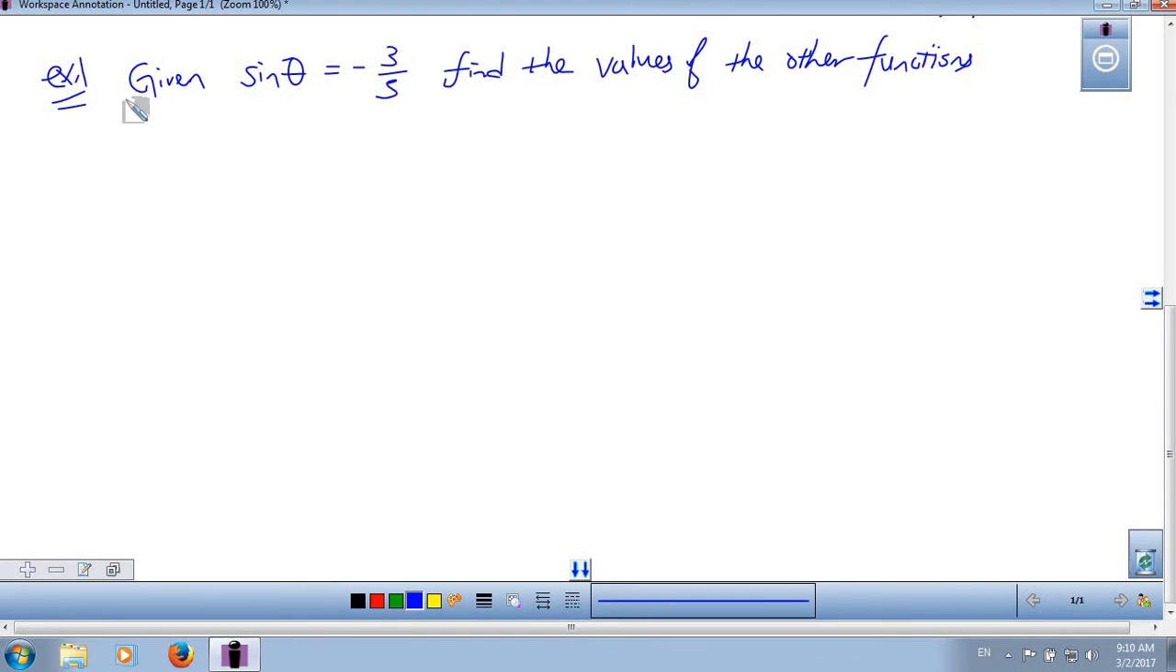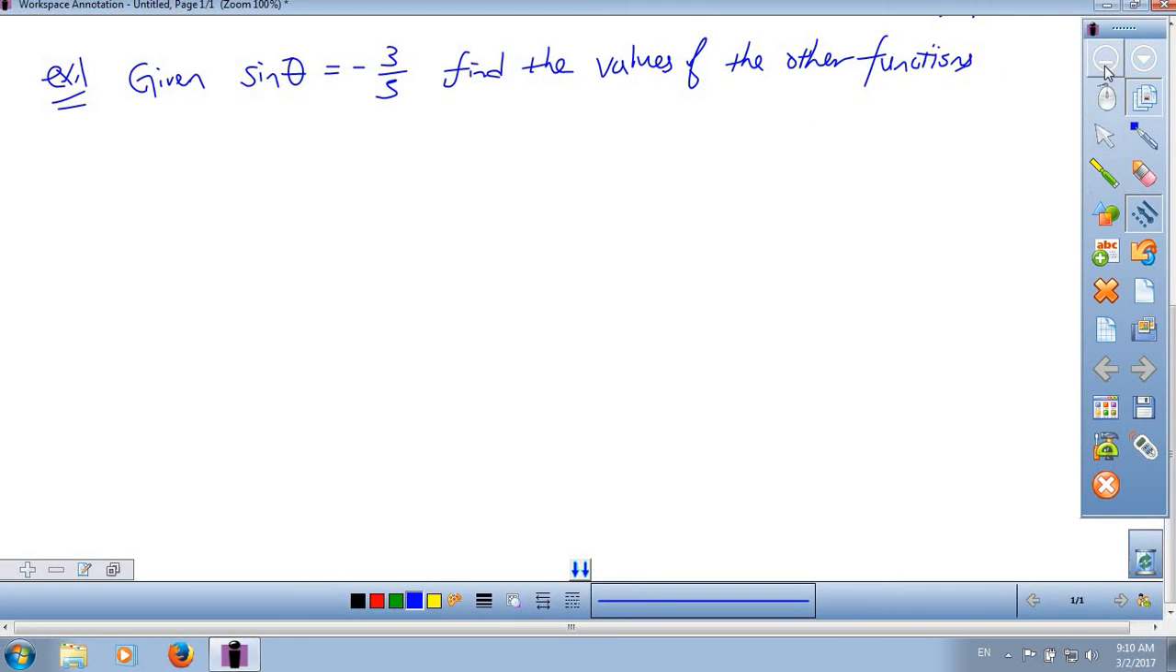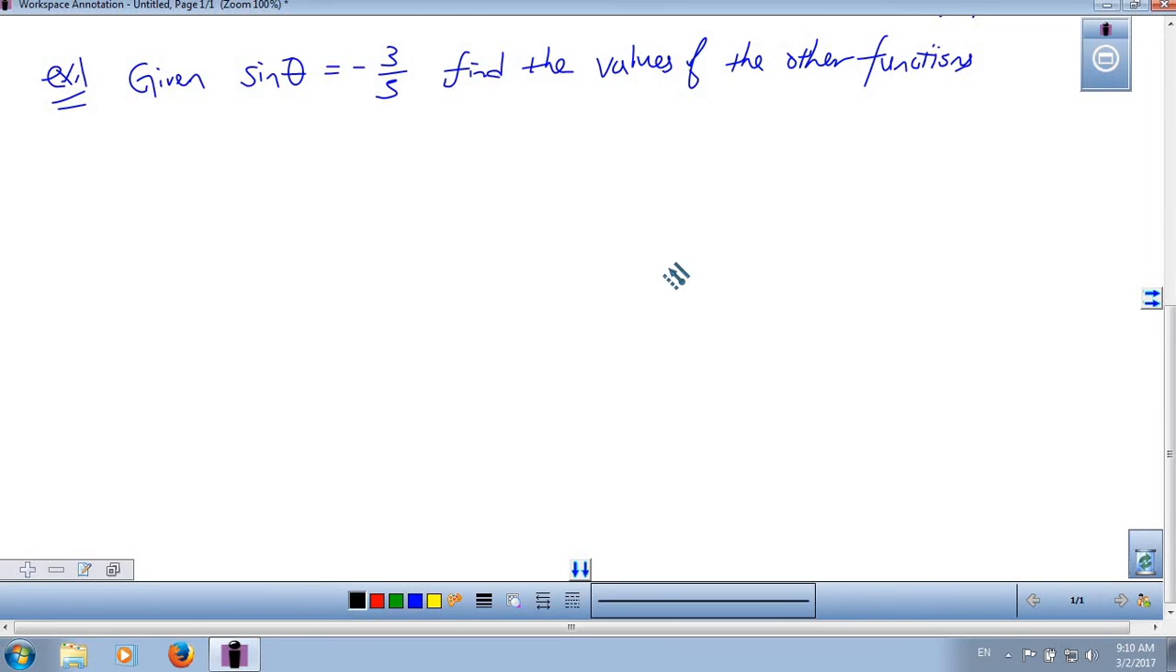So now we have an example here. It says, given sine theta is -3/5, find the values of the other functions. First of all, let's think about this. What quadrant could this angle be in? Well, let's draw a diagram here.